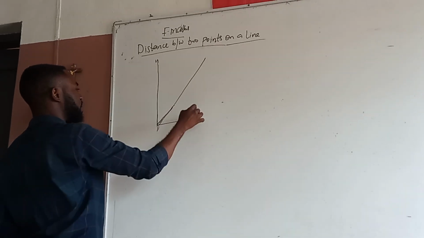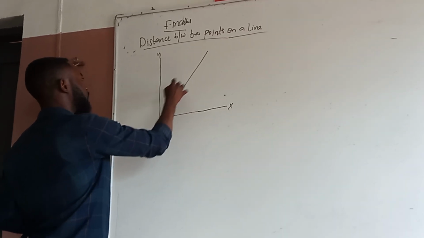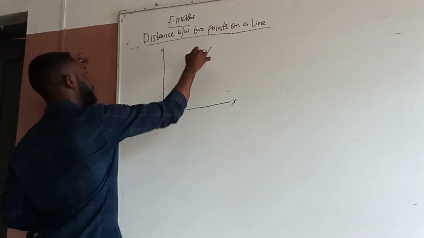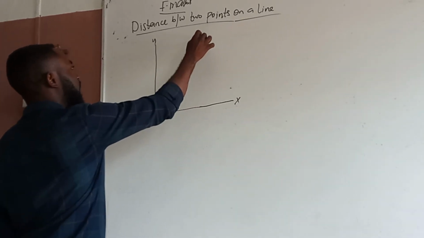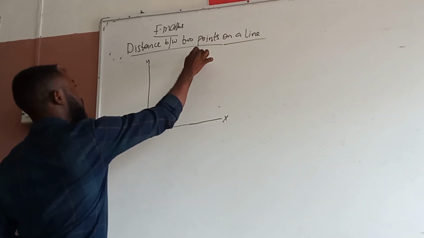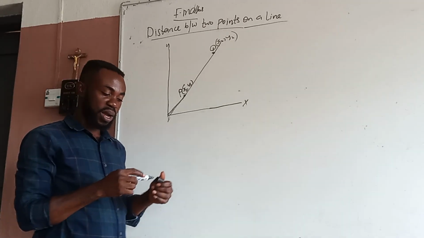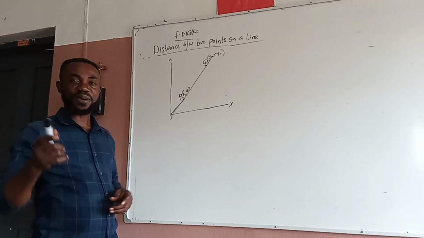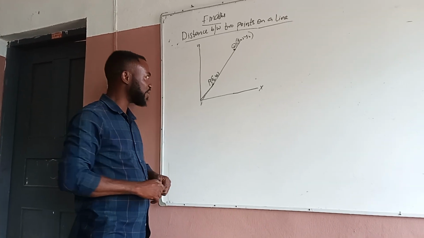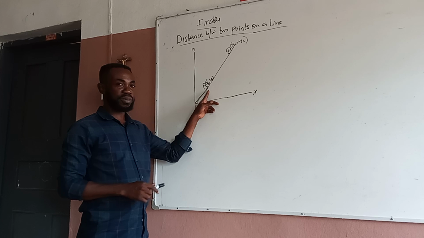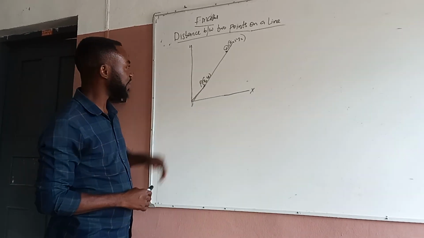Distance between 2 points. Allowing the 2 points to be here, P and Q. Suppose P has coordinates x1, y1, and Q has coordinates x2, y2. We want to find the distance between here and here, like calculating the distance between yourself and the nearest point on the wall. We want to do it geometrically: the distance between P and Q on this line.